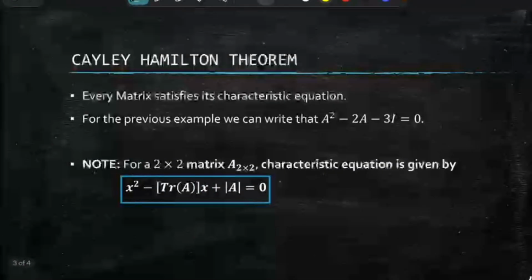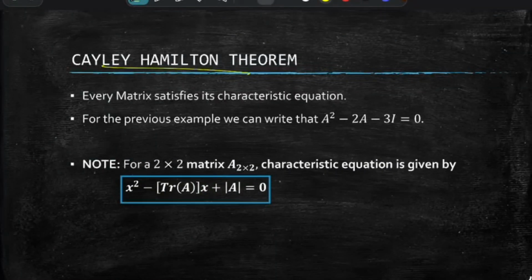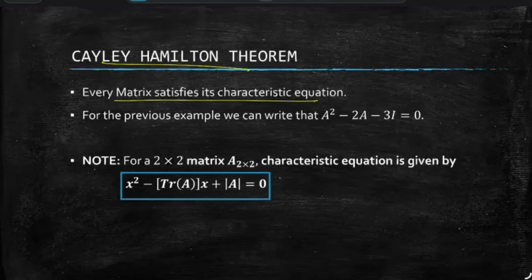Then the next thing is the Cayley-Hamilton theorem. Now what is the Cayley-Hamilton theorem? The Cayley-Hamilton theorem says that every matrix satisfies its characteristic equation. It means, in the last example, what did we get? We got that the characteristic equation was x square minus 2x minus 3 equal to 0.